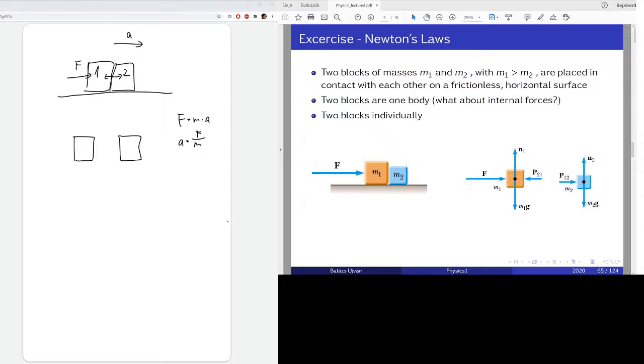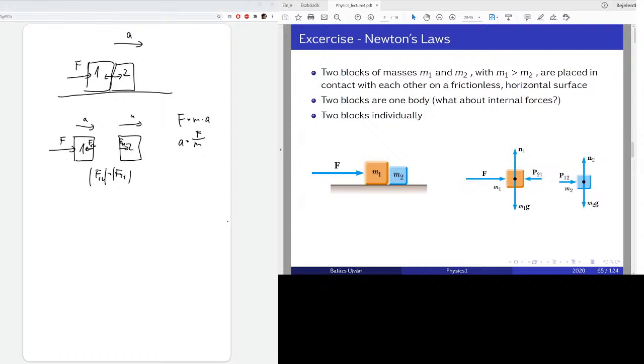There is an external force on the body 1, and there is F1 from 2 and F2 from 1. These are force and anti-force, the same in magnitude, and their direction is opposite. And what it means, they move together, they have the same acceleration. The only force that acts on the body 2 is this F21, but this is the anti-force of F12, which will decelerate the body 1.